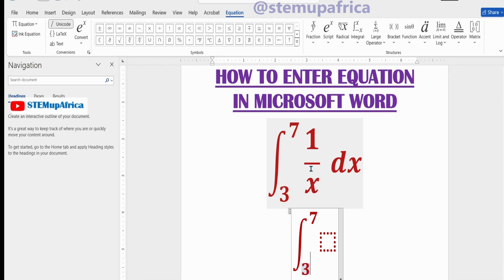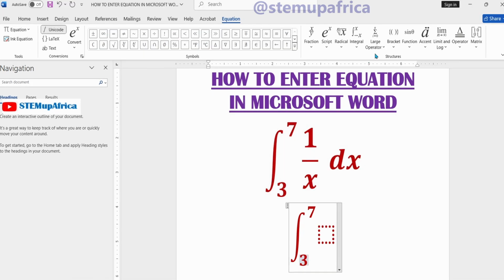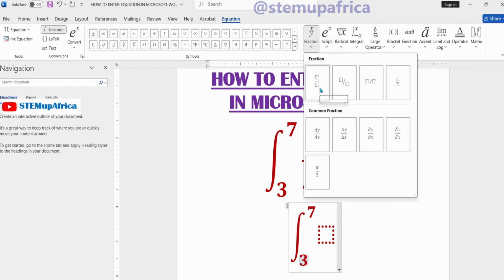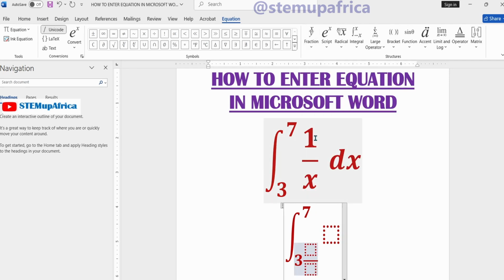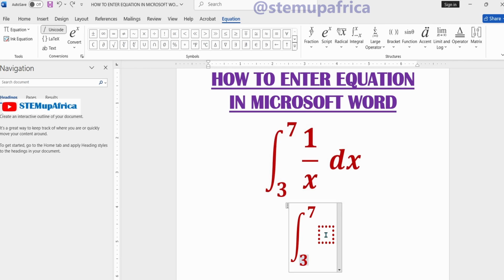So 1 over x is a fraction. So we'll also pick a fraction. Yes, this is a fraction that corresponds with what we are doing. So pick this type of fraction. Select this. Pick on fraction. So we have 1 over x.